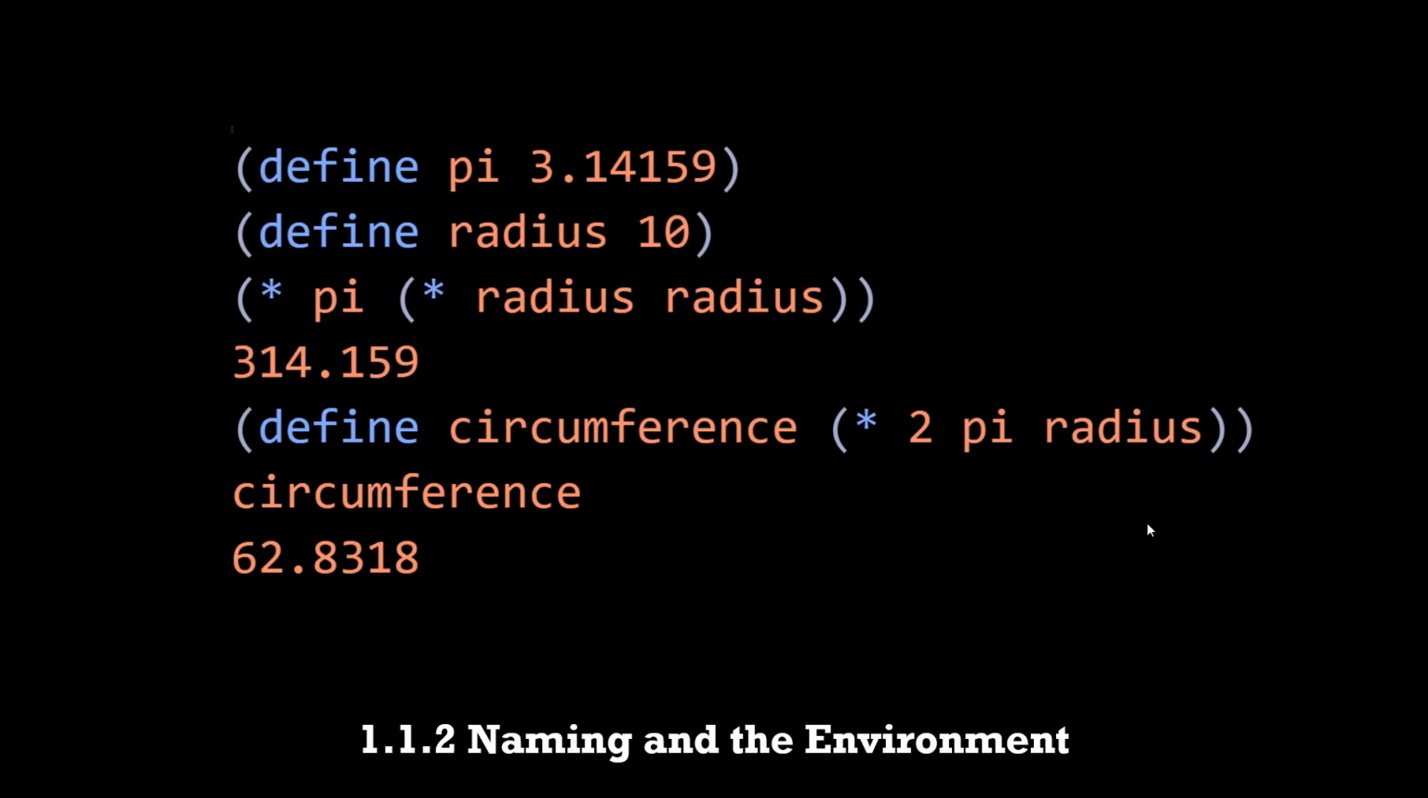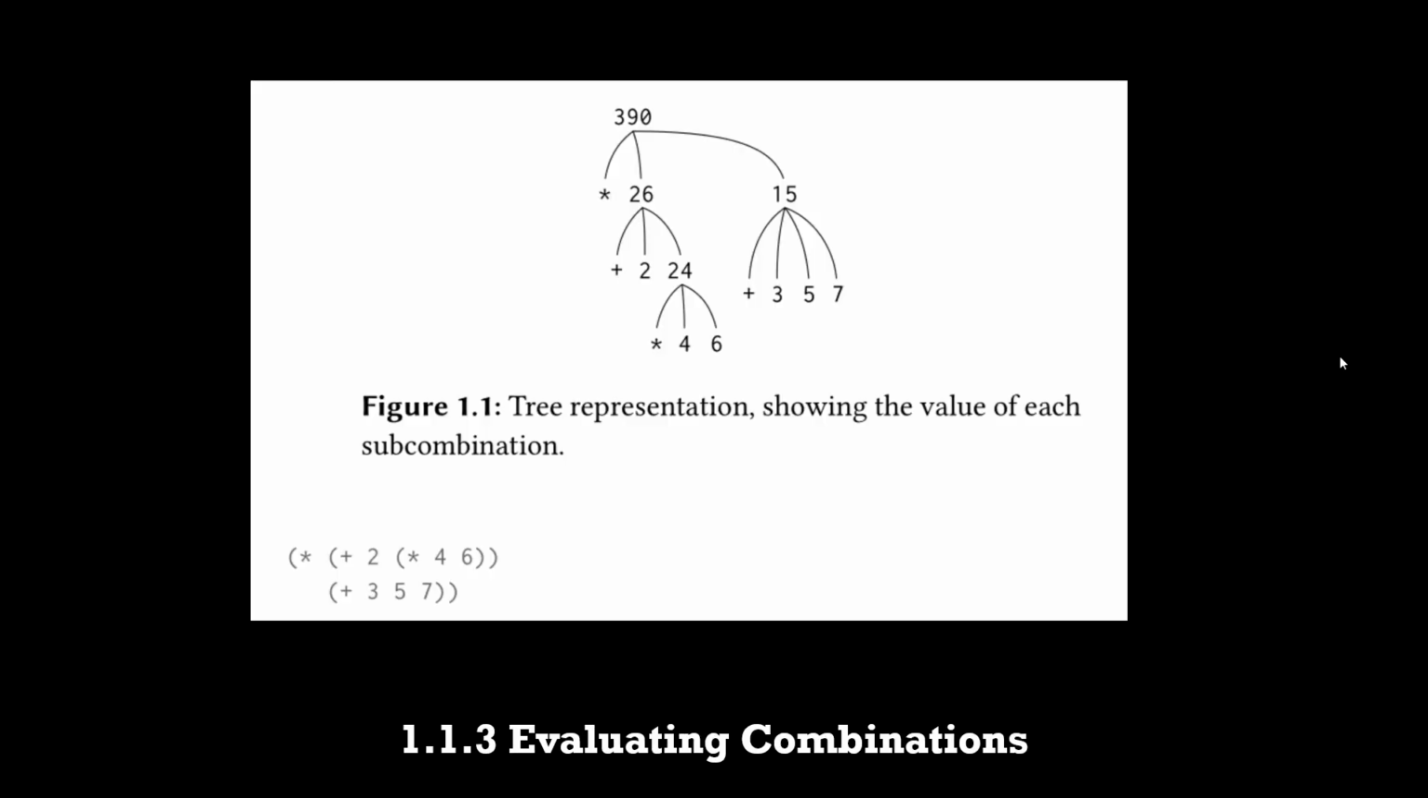The next subsection, naming an environment, just shows that you can define variables by using the define keyword, and you can also define functions. At the top, we're defining pi and radius, and then we can use those in our expressions to compute values. We can also use the define keyword to define our variable circumference, which is basically a composition of our previously defined variables.